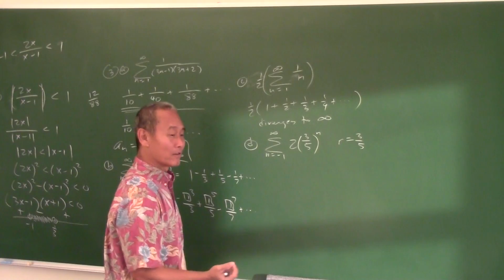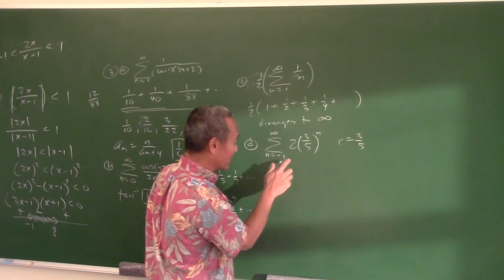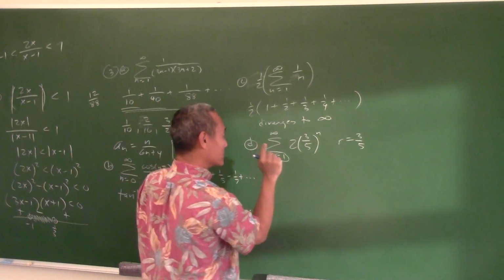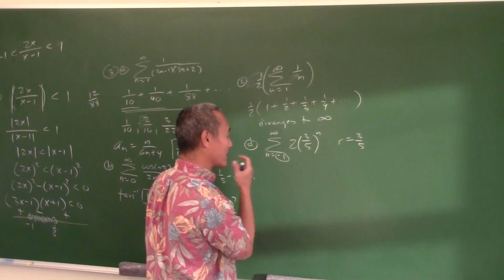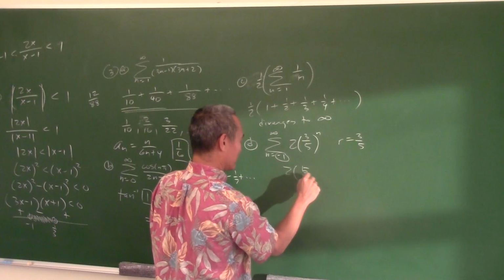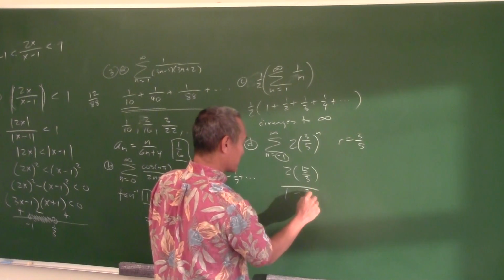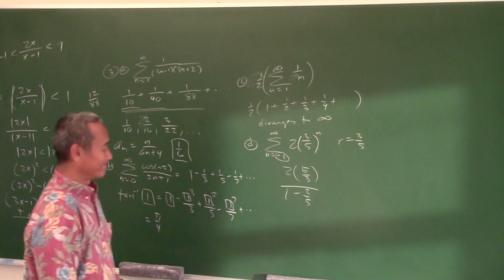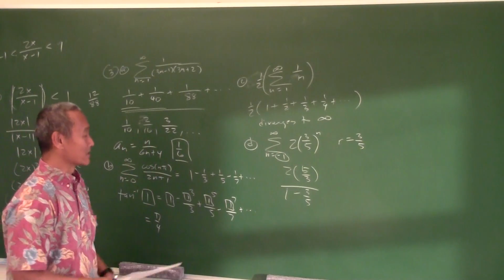Now, how do I figure out the first term? Plug in -1. That's the key to the problem right there. So if I plug in -1 there, that's going to be 2 times 5/3, all over 1 minus the common ratio. There you go, that's your answer. I will leave the simplifying to you.